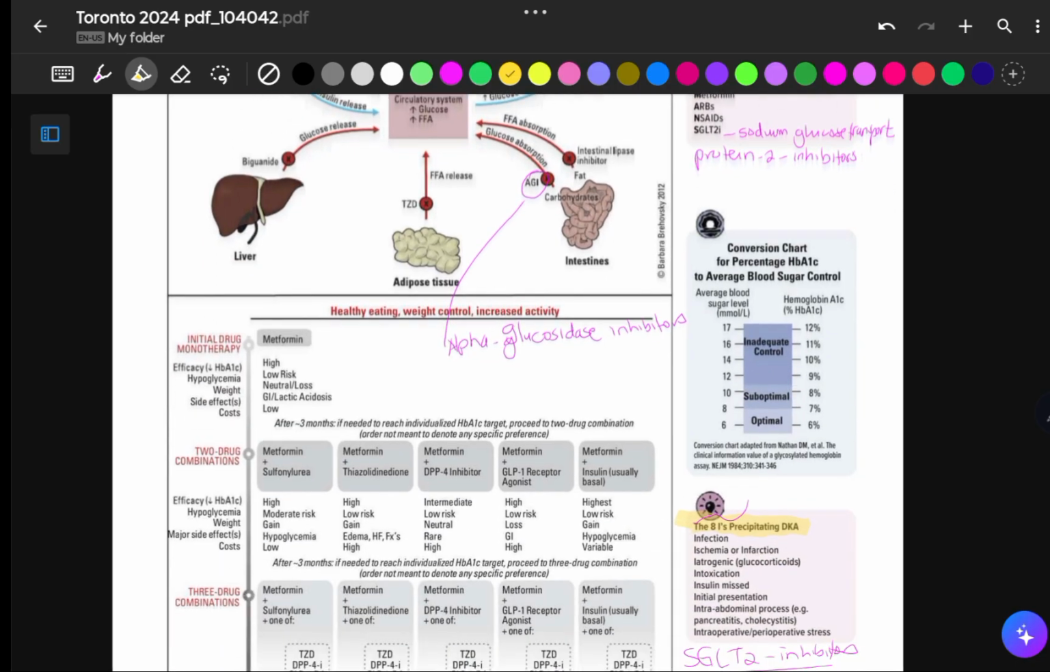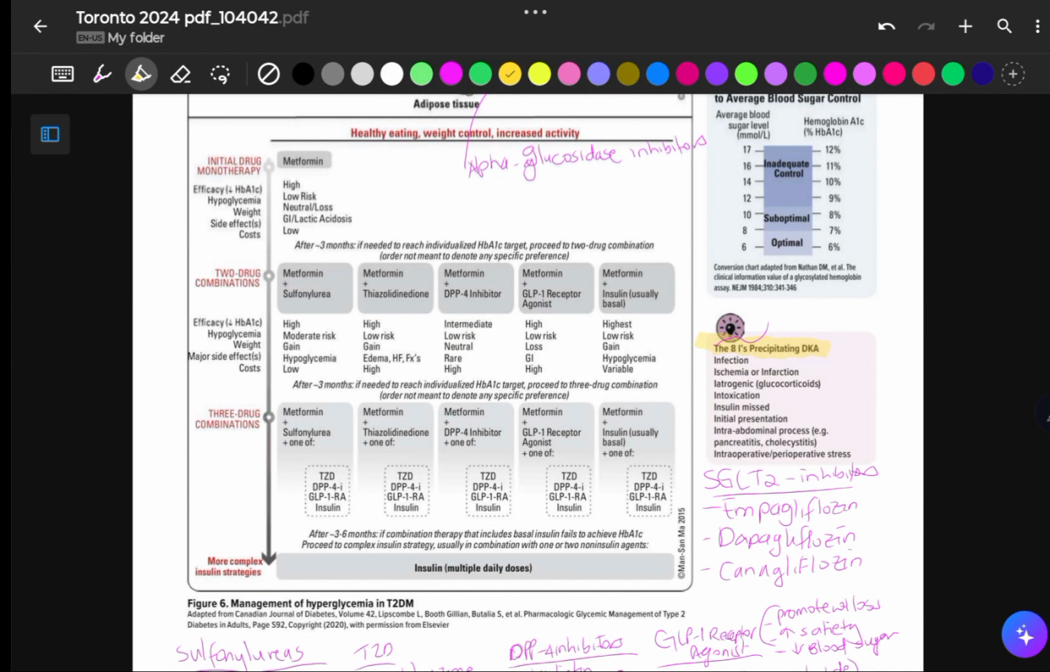Okay. So next we are going to look at management. Remember, what are we doing? We want healthy eating, weight control, increased activity. Then we start with diabetic medication for type 2. For type 2, the initial drug is a monotherapy. So you're going to start this patient on metformin.